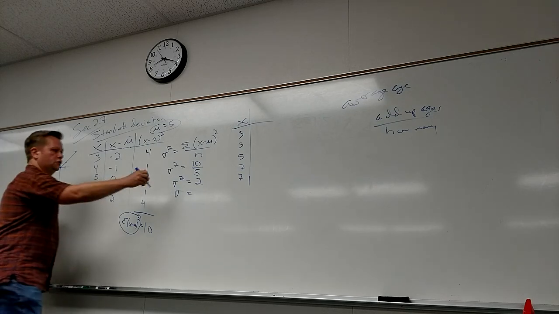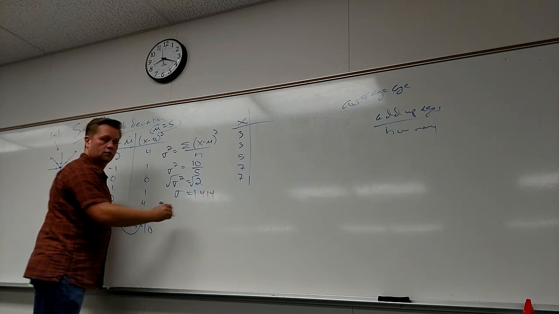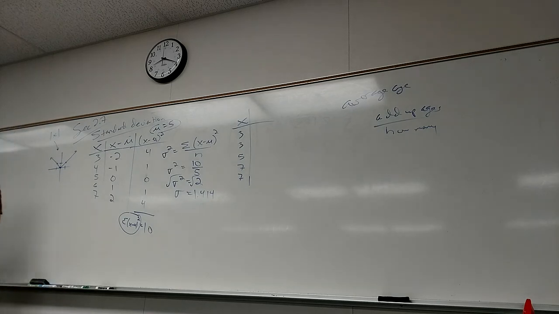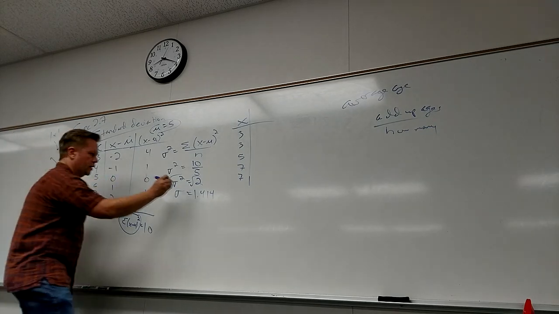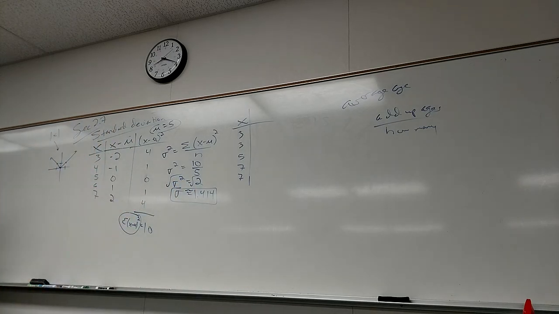So what is the square root of 2? 1.41. Right, so it's approximately that, rounded. That's what the standard deviation is. So that is a measure of how far away the data points get from the middle on average. It's not perfect, but it's good to compare stuff.